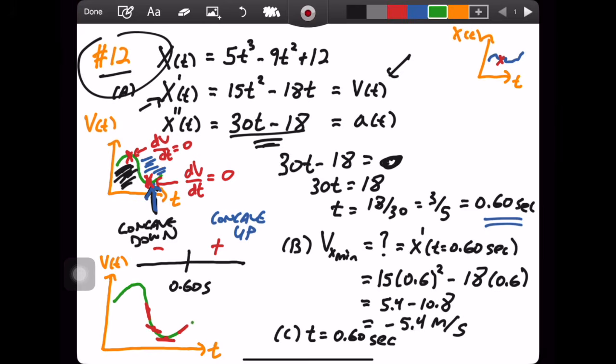If the green continued, it would be more positive here. And so that's what I mean by if the acceleration is negative to the left and positive to the right, that means that it's getting smaller and smaller to 0, and then bigger and bigger and bigger to the right. That's how I know that it's a minima.